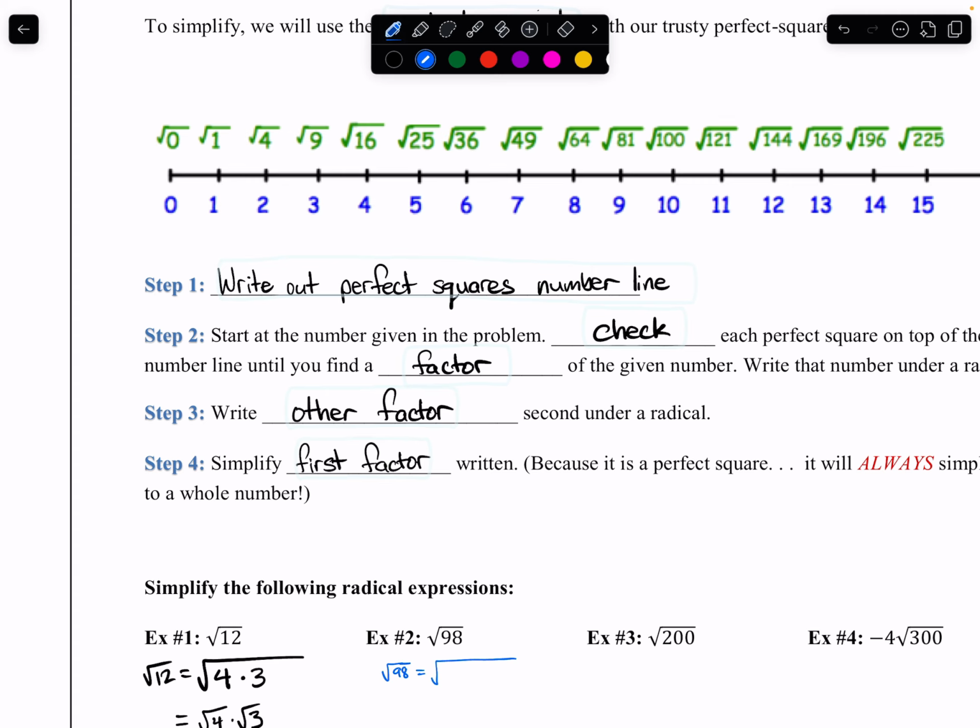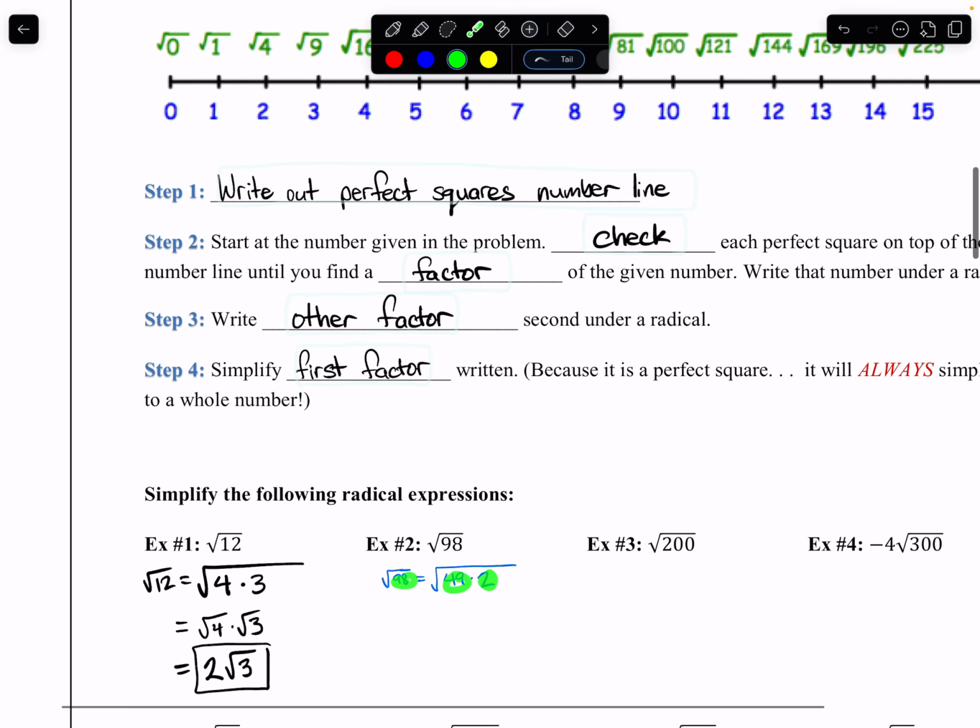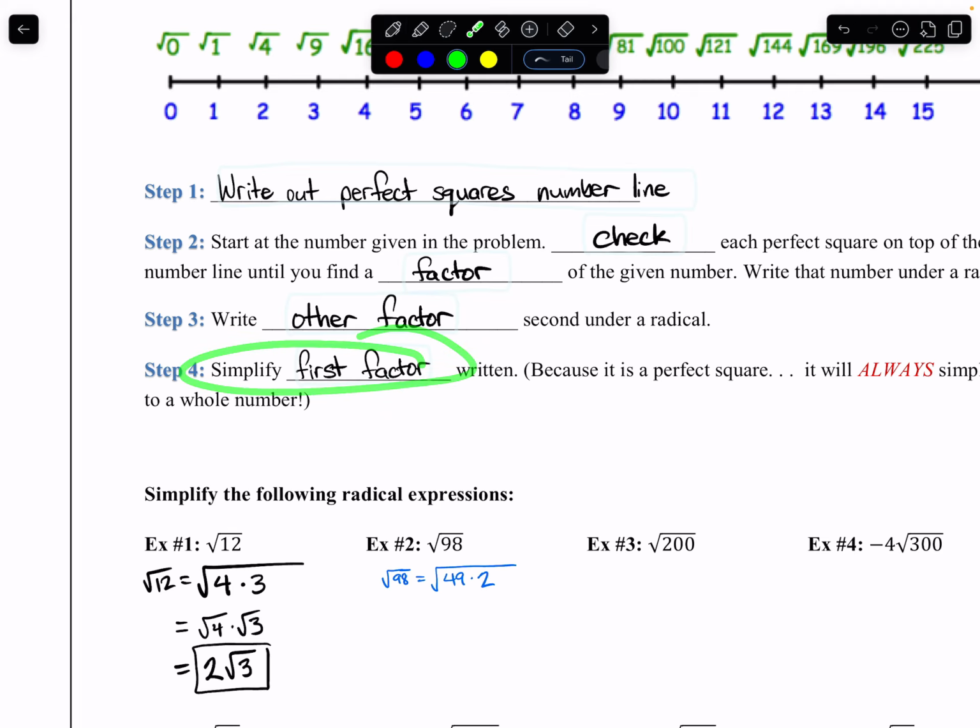In fact, 98 is 49 times 2. So we just completed Step 2, because we checked for a perfect square and we wrote that number under a radical. We also did step 3 because we wrote the other factor. Once we identified 49, we found out that 49 times 2 gives us 98. And then our last step is to simplify that first factor.